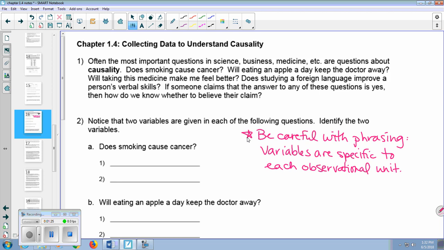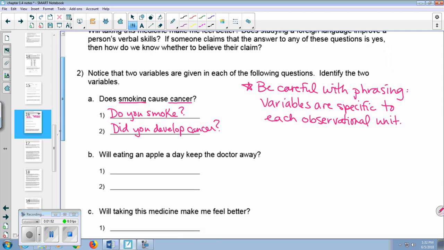All right, so for instance, does smoking cause cancer? Here are 2 variables. We're going to be interested in whether the person smokes and whether or not they develop cancer. So do you smoke? Okay, that's something that your observational unit, the person, can answer. Did you develop cancer? This is done down the road. It could be, do you have cancer? Did you have cancer? So there's going to be a couple different ways you can phrase each of these.